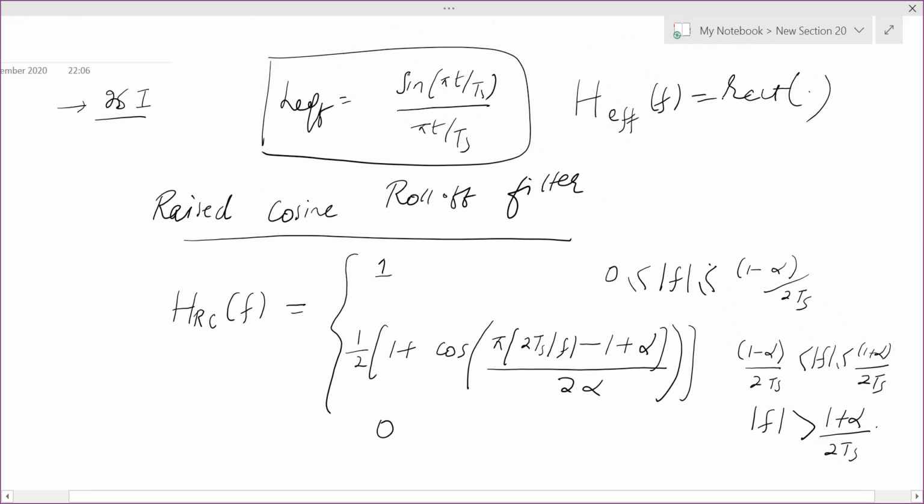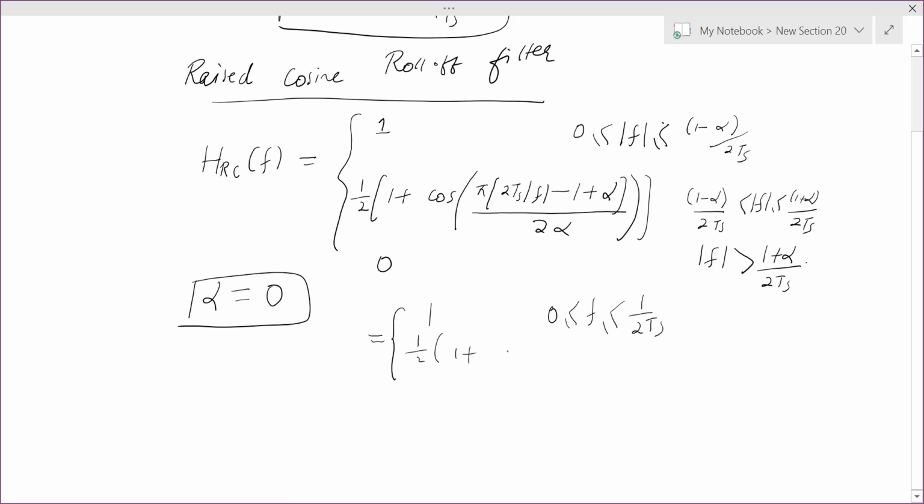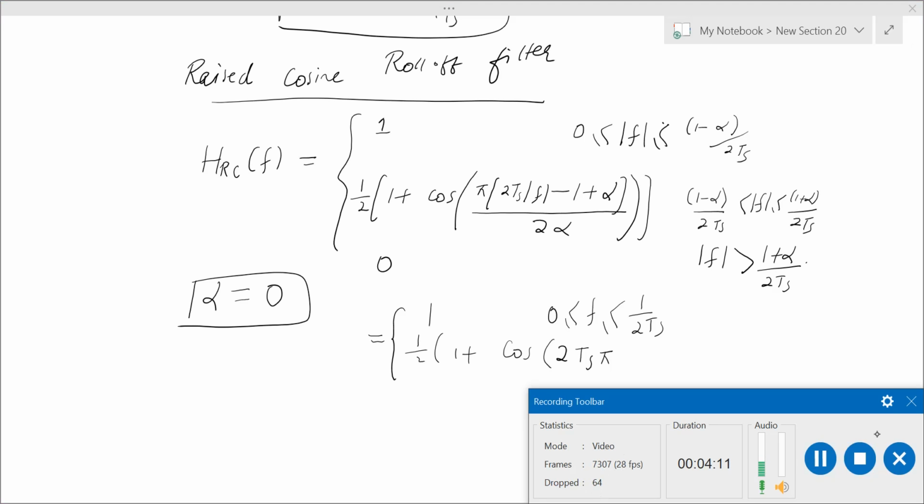One thing we will observe quickly here: if you put this alpha equal to 0, see what this equation will look like. It will be 1 for 0 less than or equal to f less than or equal to 1 over 2Ts. Then what will be this half, 1 plus cos of, there will be this 2Ts pi times.